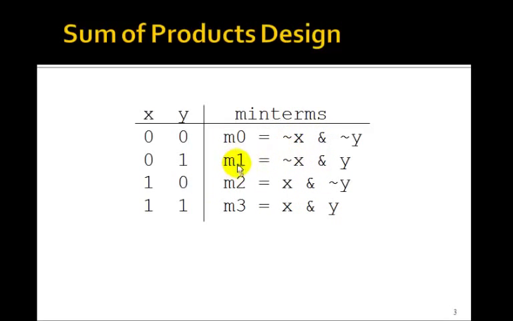Remember, minterms are 1 for a particular combination of inputs. Now they're very easy to remember. We can just do it by inspection. If you have a 0 here, you NOT it. If you have a 1, you don't NOT it, and you AND them all together. So M0 is just NOT x and NOT y. M1 is just NOT x and y. M2 is just x and NOT y. And M3 is just x and y. So they're very easy to remember.